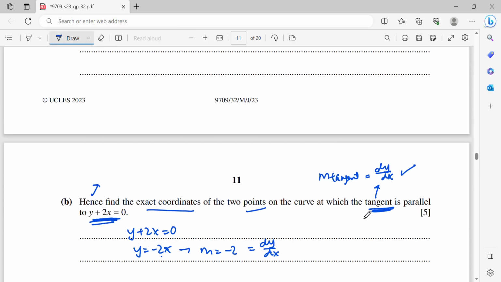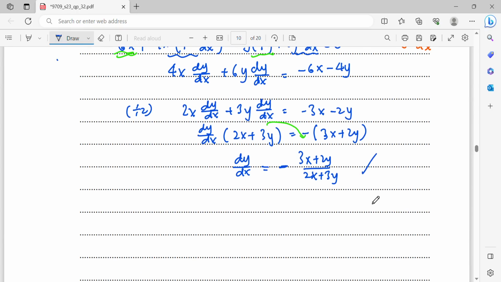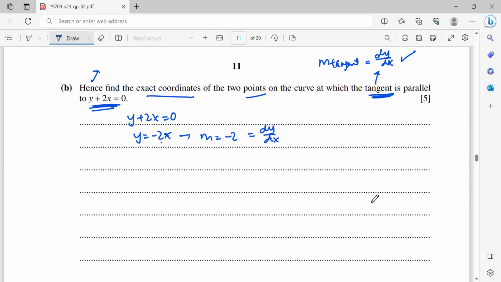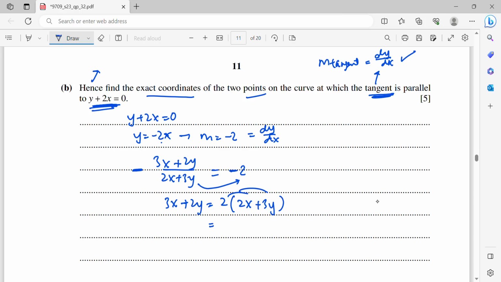So now, or from the previous part, I will rewrite my dy dx. Just copy this. Negative of 3x plus 2y over 2x plus 3y. This is my dy dx. That equals to negative 2. So now, I will form one equation here. The negative from both sides will be cancelled off. Then this 2x plus 3y will be moved up. Then I will get 3x plus 2y equals to 2 times 2x plus 3y. Okay, and now you do expansion for the right side. So just expand. It will be 4x plus 6y.